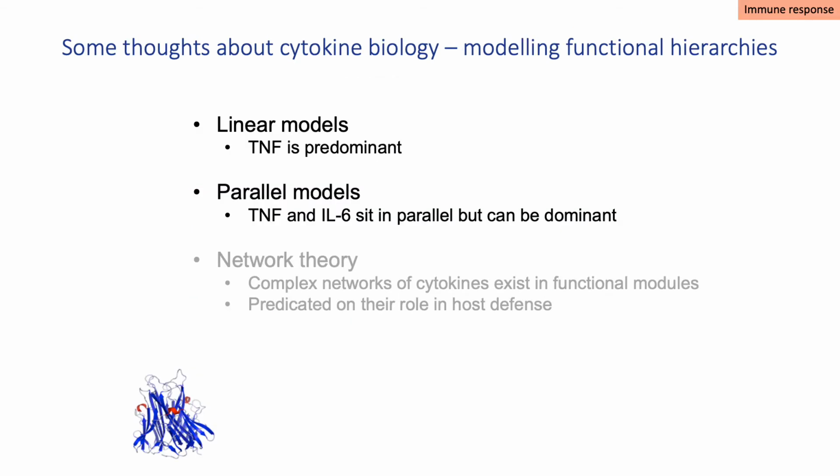I want to pause for breath now and just tell you a little more about cytokine biology. And these are lessons that we've learned from the world of rheumatology in the last 20 years. Cytokines, more than 100 of them in human biology, either work as a linear model, cytokine A drives cytokine B, or maybe they work in parallel or even in more complex networks.